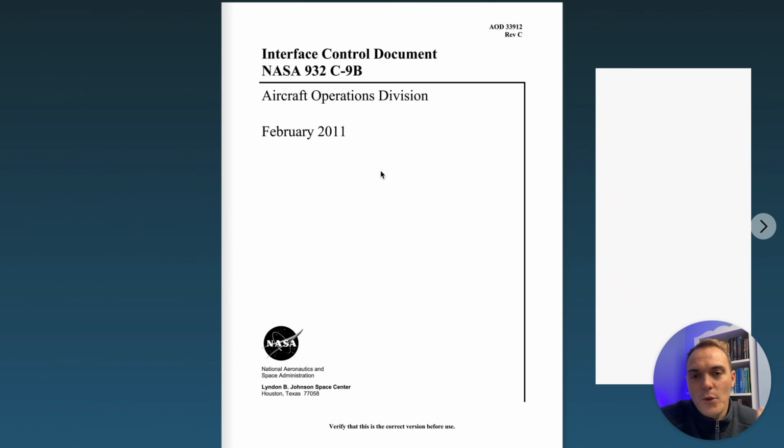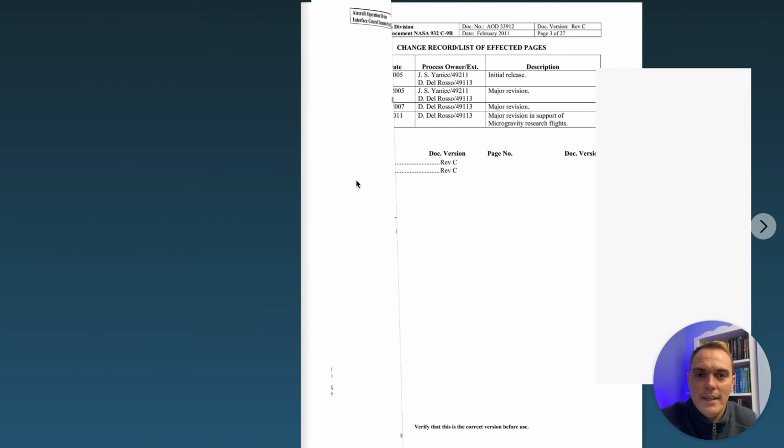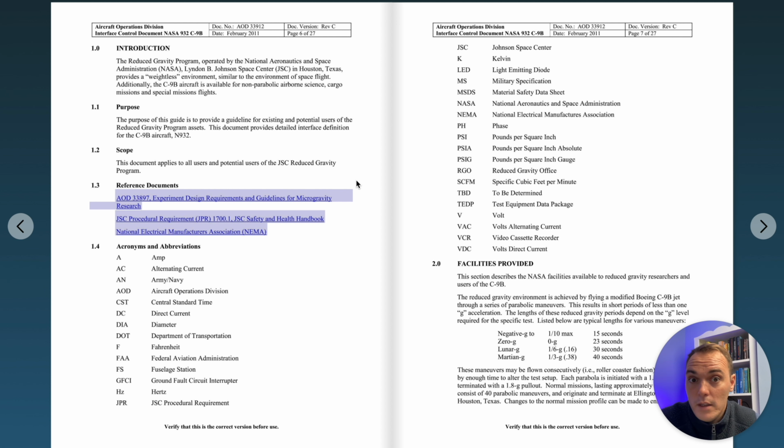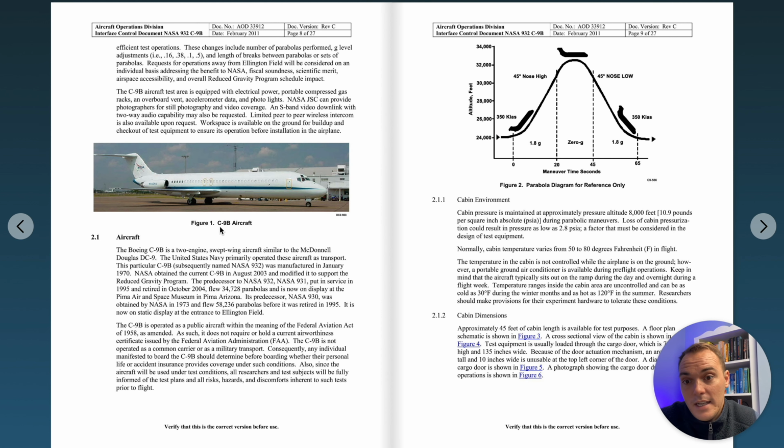Okay, diving into this interface control document, I've pulled one from the internet by NASA. I've spent ages trawling to find some good examples, which we're going to run through. This one is produced by NASA, and it's the zero or limited gravity ICD. They have this C9 aircraft where they run reduced or zero G aspects in order to run experiments. So companies might want to test their equipment in zero or near zero G, and NASA have set this up to provide that service.